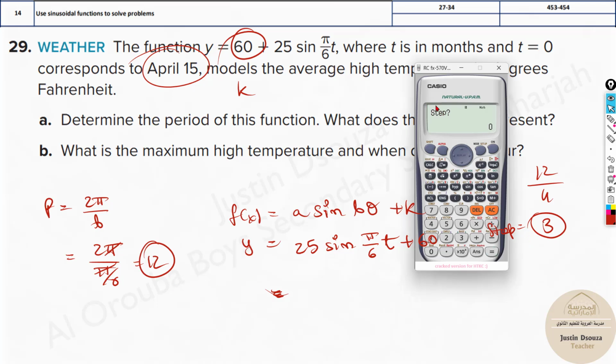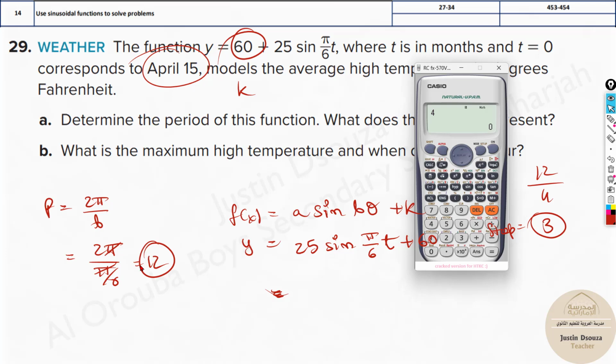See, when you press equal to, you get the step. Step is always the period divided by 4. If you divide 12 by 4, how much you get? 3. Why 3? Because then you will have a proper understanding of maximum, minimum point and the between points. Okay, so always remember period divided by 4, the answer over here is 3.